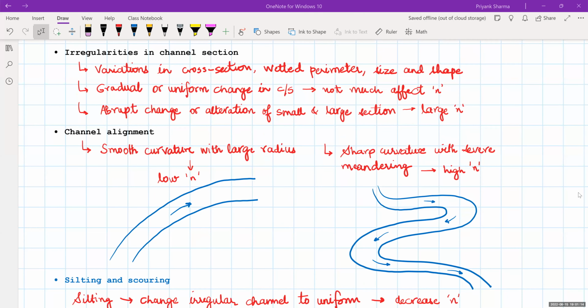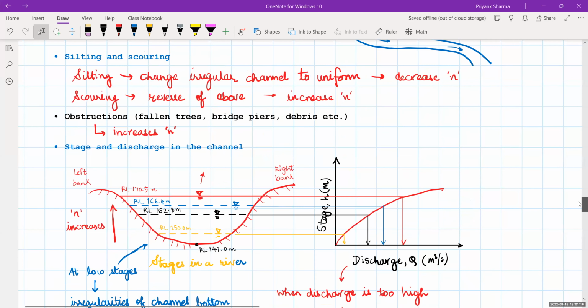Next factor is silting and scouring. As a result of silting, it changes the irregularity of a channel to some sort of uniformity, and that could lead to a decrease in the n value. But scouring will do the reverse, and that will project an increase in the n value. Again, if there are some obstructions in the river, like trees which have fallen, construction of a bridge, so bridge piers will also obstruct the flow, or debris due to landslides, then that will offer more resistance and it will increase the n value.